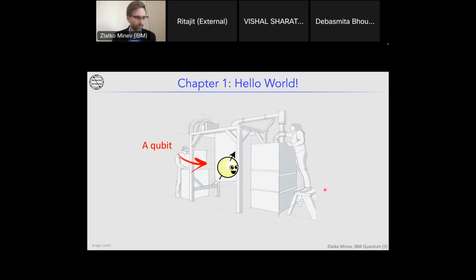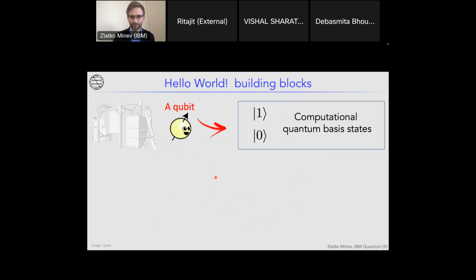For details on qubit hardware and what the actual processors look like and how they're designed, you can go on YouTube and search my name and find the Qiskit Global Summer School 2020 lectures. But for now, we'll just keep this picture of a simple atom.